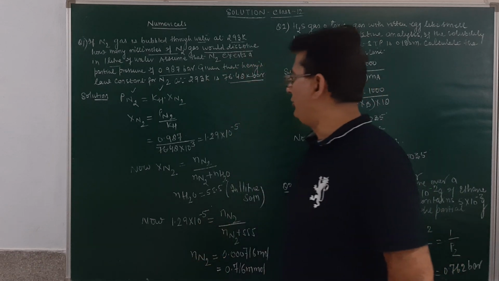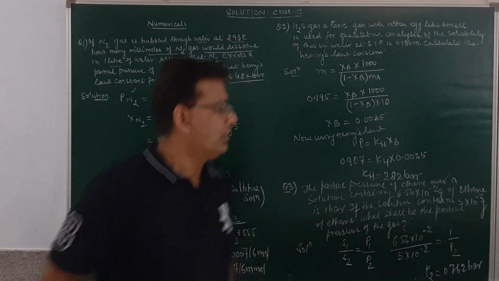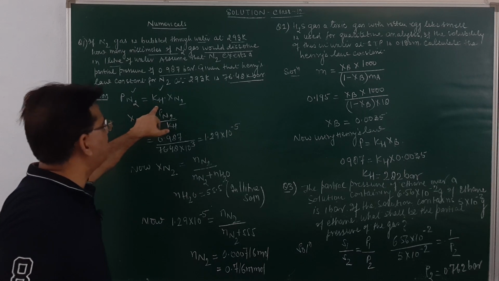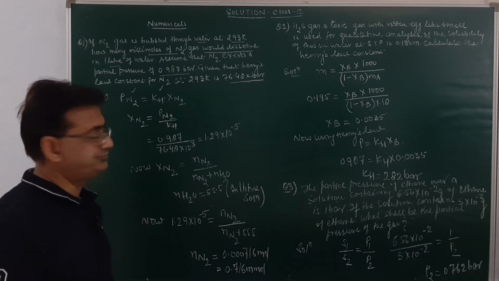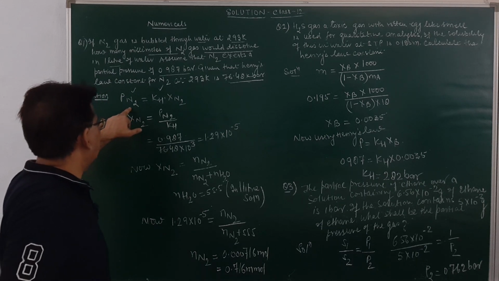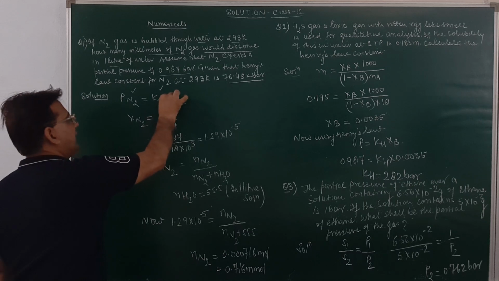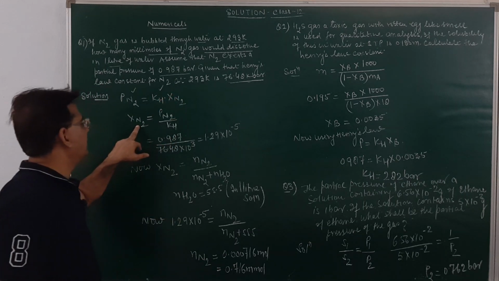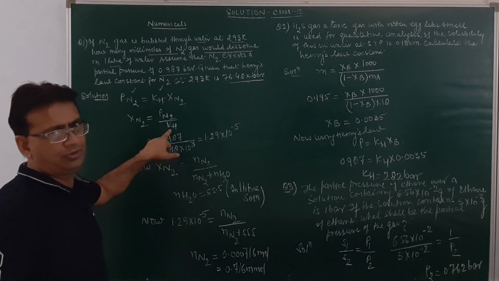Now, the number of millimoles will be calculated from the mole fraction. Just see from Henry's law. What is the formula? Partial pressure of nitrogen will be equal to the Henry's law constant multiplied by the mole fraction of nitrogen. How will we find out the mole fraction of nitrogen? It will be equal to the partial pressure of nitrogen upon the Henry's law constant.